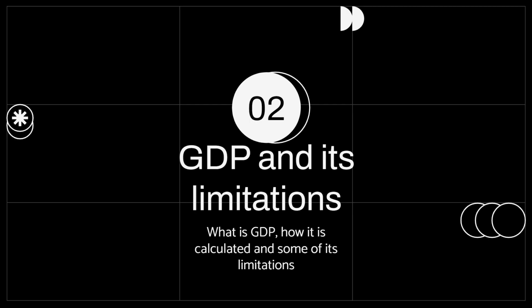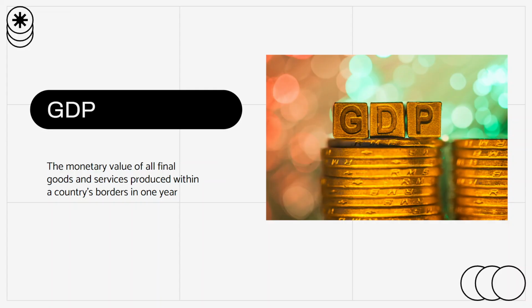Going on to the second topic, GDP and its limitations. So first of all, what is GDP? GDP is the monetary value of all final goods and services produced within a country's borders in one year. What GDP is trying to show is that the higher the GDP, the better your economy is running, meaning there are good jobs. It gives you an estimation of the situation of a country's economy and whether it is producing at its max. It's just another number that economists look at.